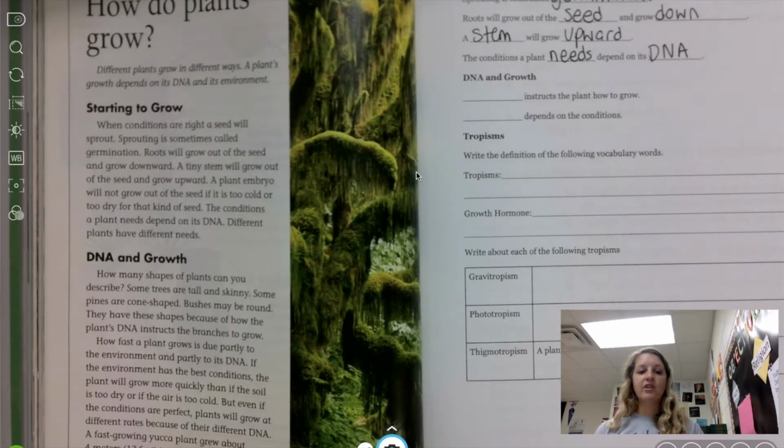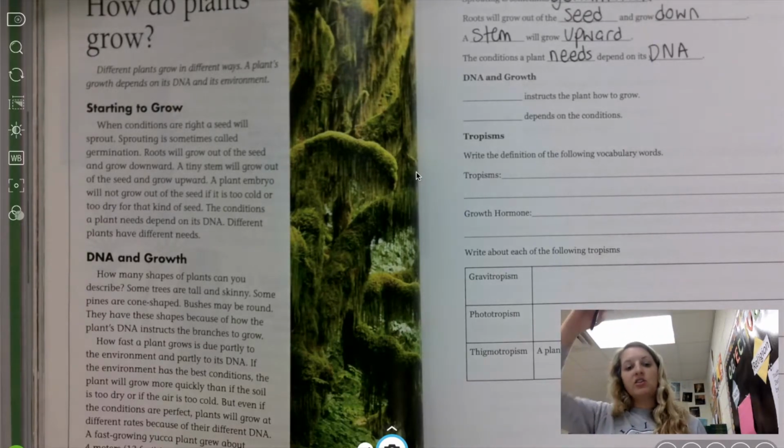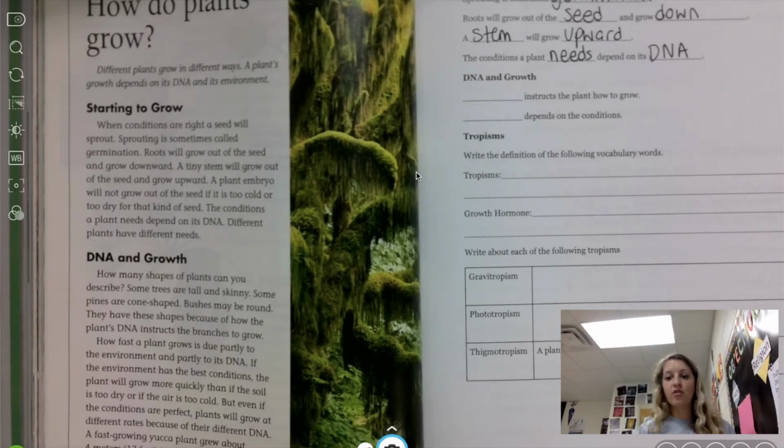A fast-growing yucca plant grows about 4 meters, which is about 13 feet, in only 2 weeks. So think about 3 of you guys stacked on top of each other. That's how fast the plant can grow in just 2 weeks.